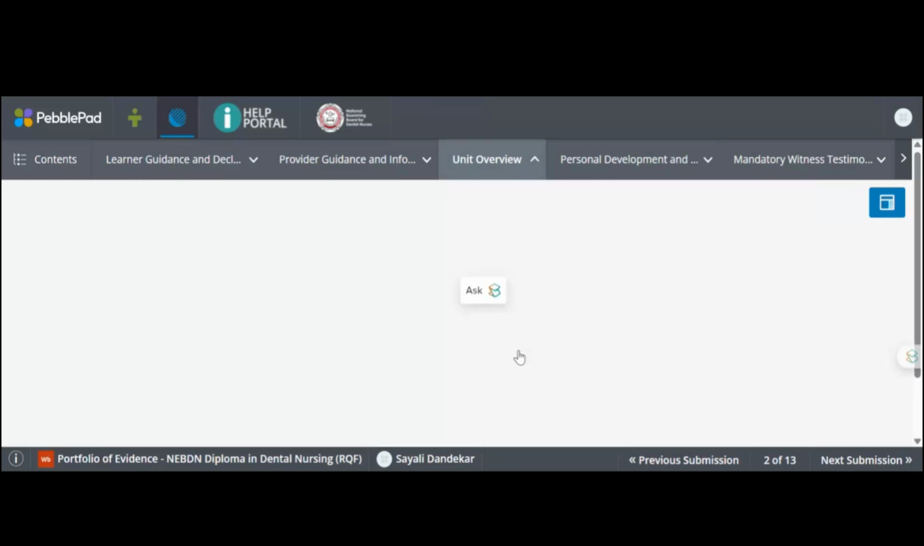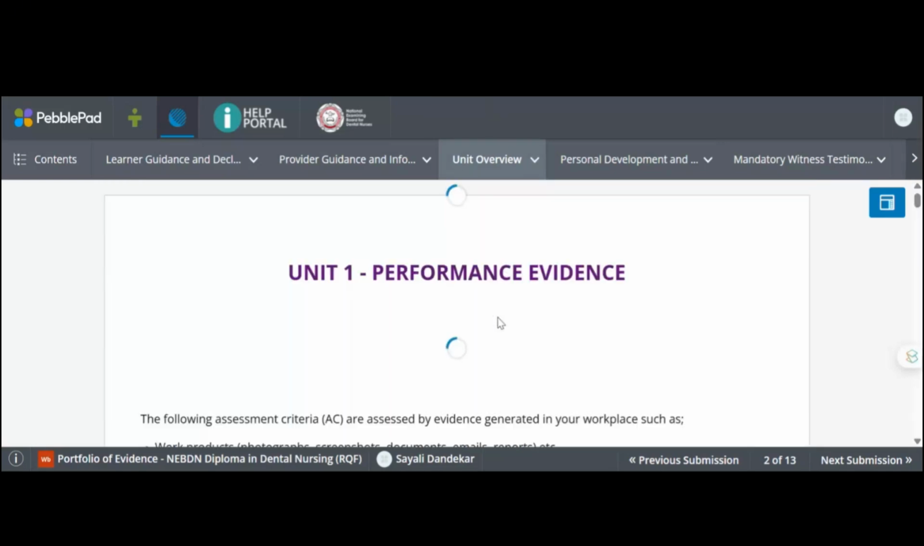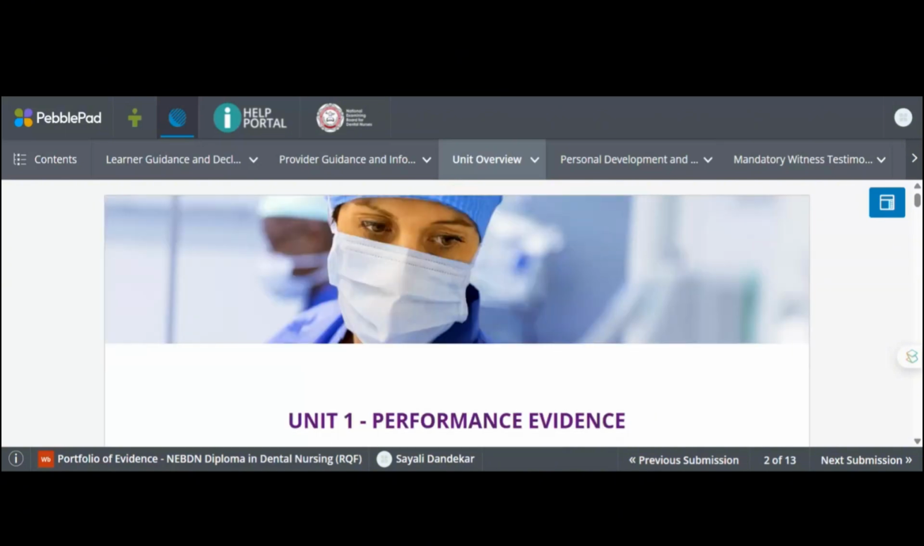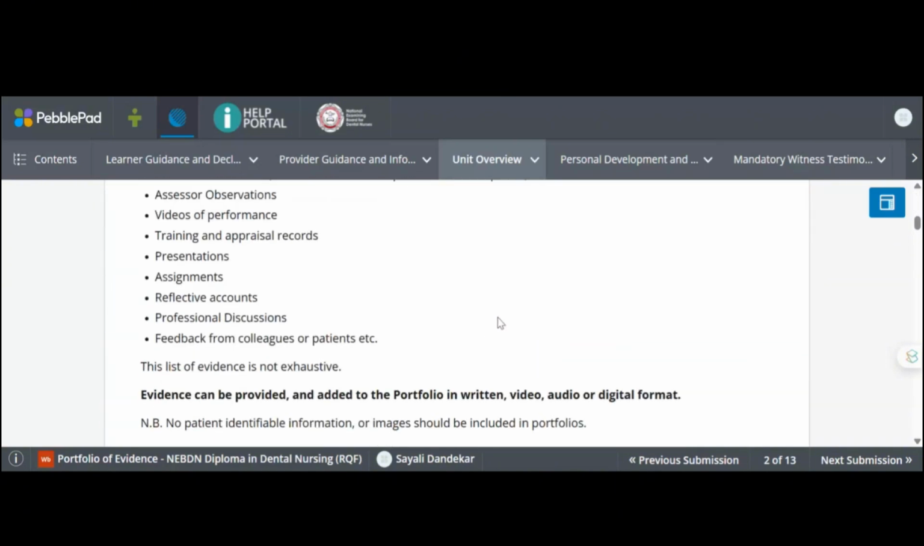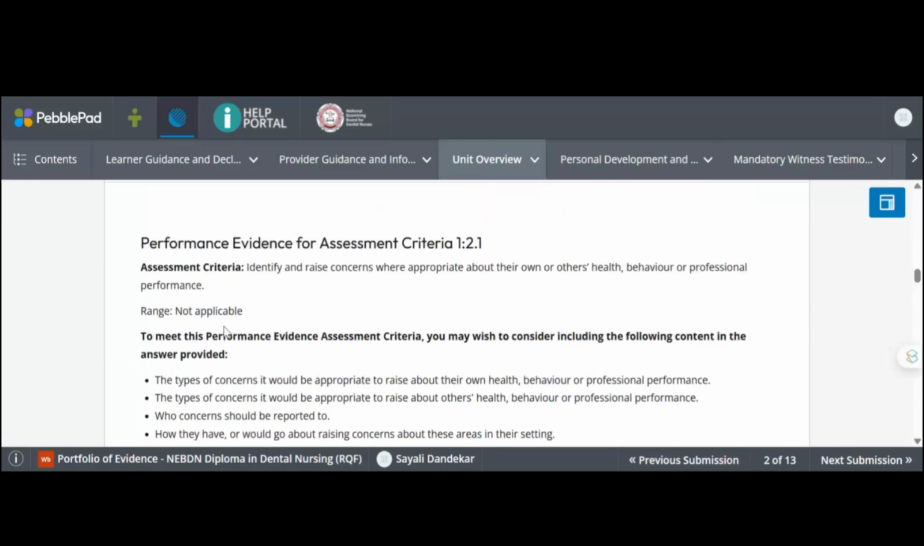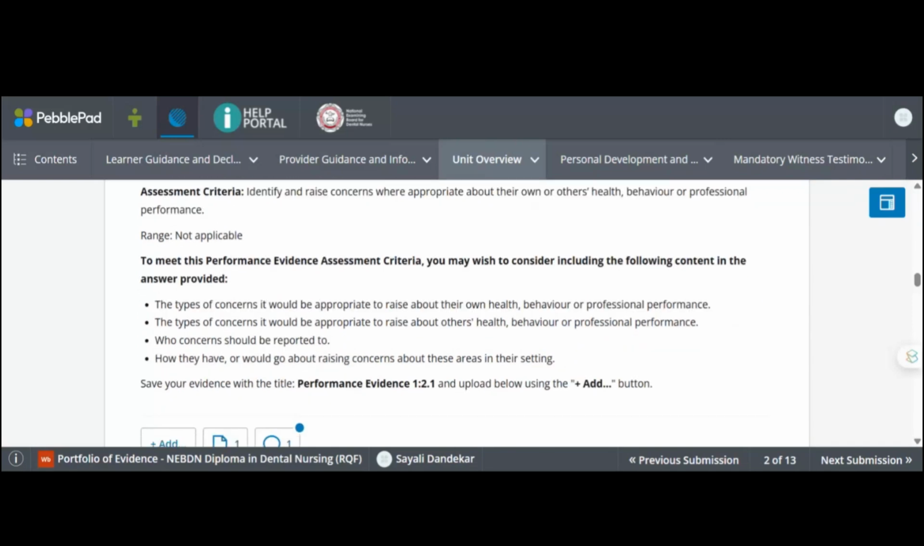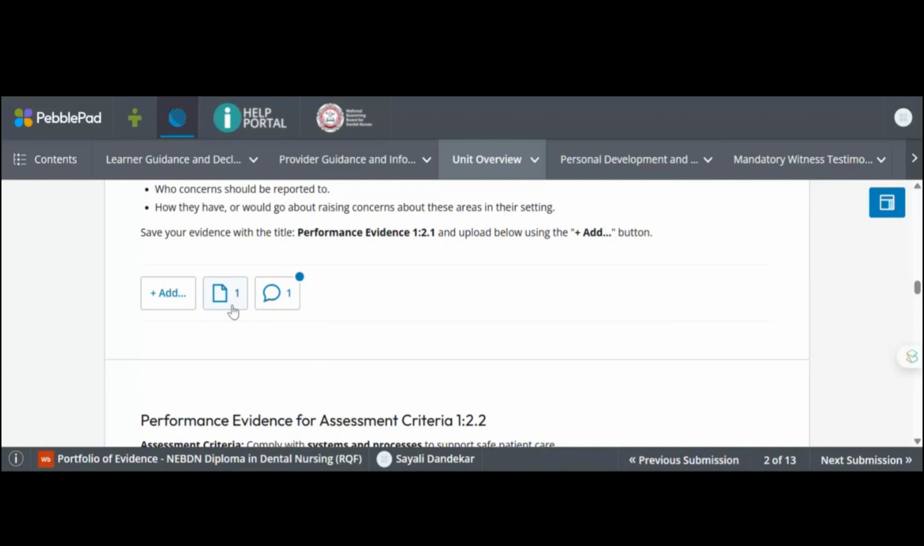So the next part is performance evidence. This is the part where, as I have explained before, you have to provide evidence. This evidence can be in the form of videos, audios, or any pictures you have taken in the practice, but again, no patient information should be visible. In this section, all the details are mentioned, like what kind of things we as assessors will be looking for. Here you have to add your answer, and after that you have to add at least two pieces of evidence for each question in all the units.